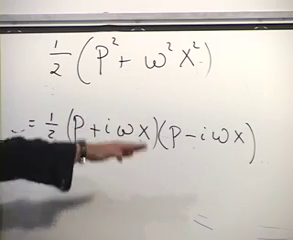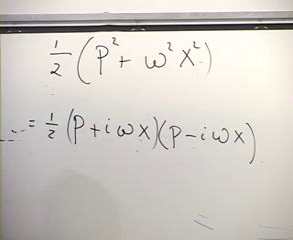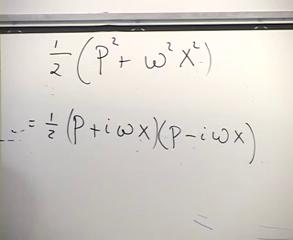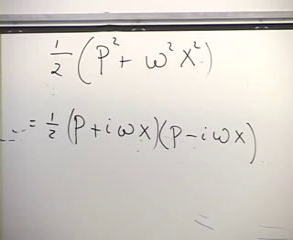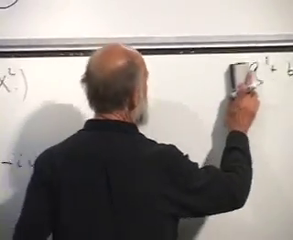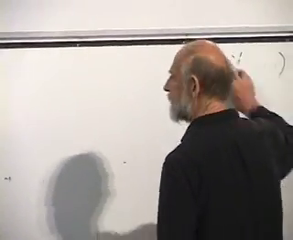But now I'm going to give these guys names, p plus i omega x and p minus i omega x. They're essentially creation and annihilation operators. They're not quite, because I don't have the right coefficient in front of them, but we'll figure out what the right coefficient is as we go along. The creation and annihilation operators, which we'll see what they do. We'll figure out what their definition is.